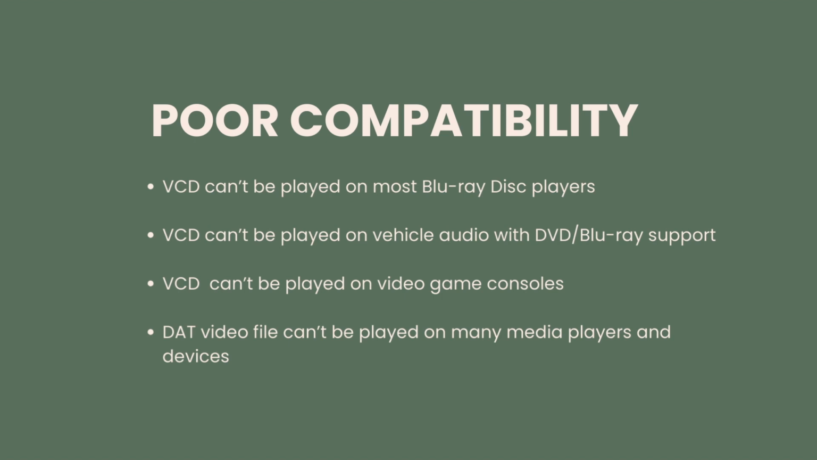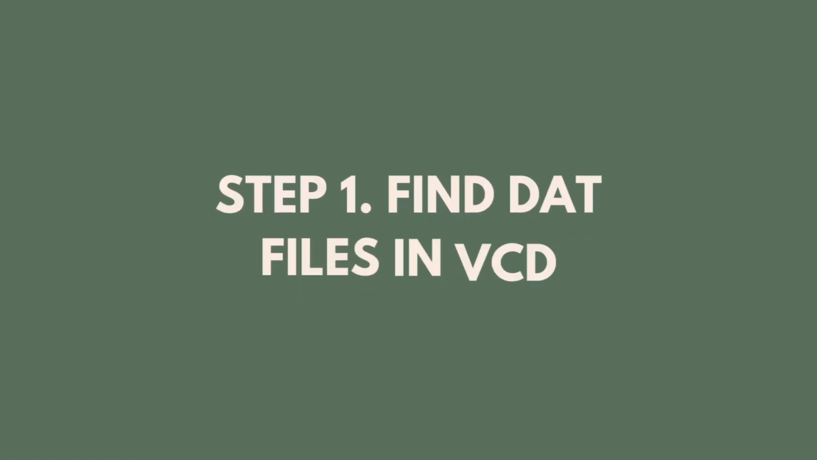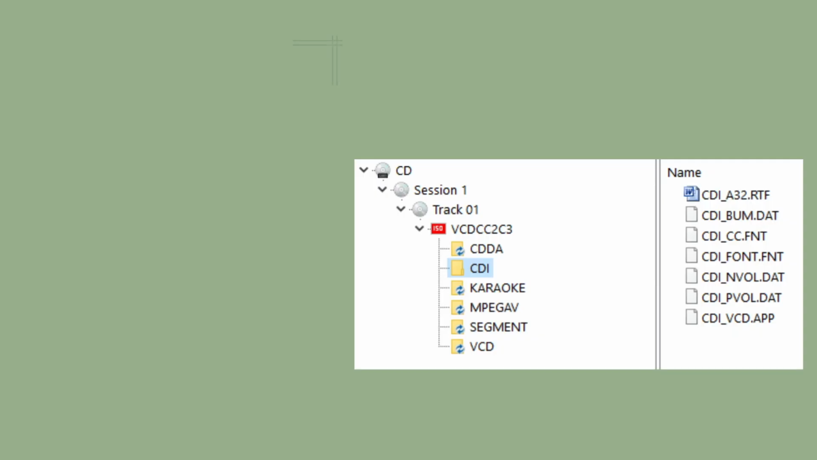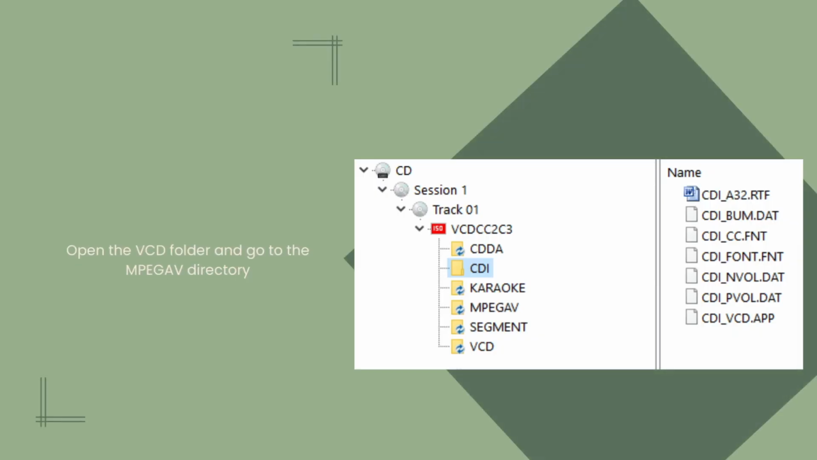So what's to be done? Continue on to the video guide. Step 1. Find DAT files in VCD. Insert VCD into your computer's disk drive. Then, open the VCD folder and go to the MPEG directory. You will see all the DAT videos.